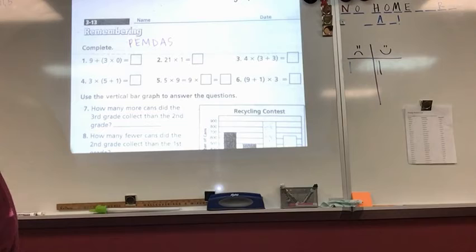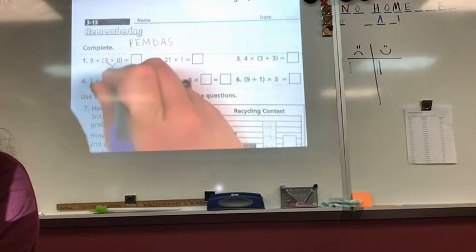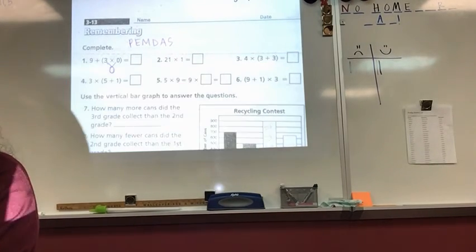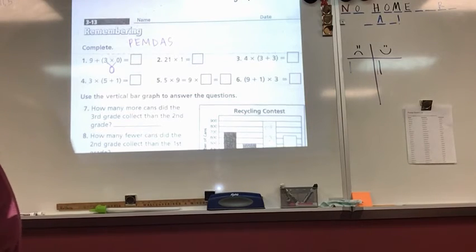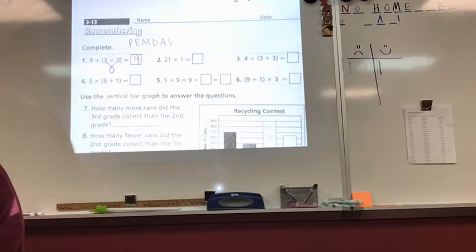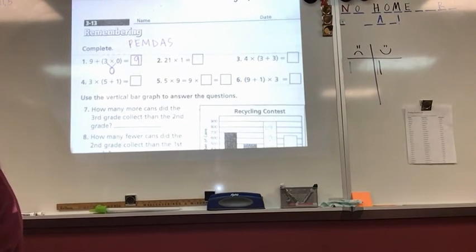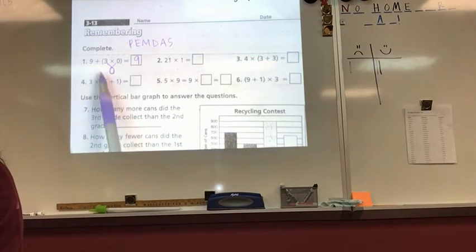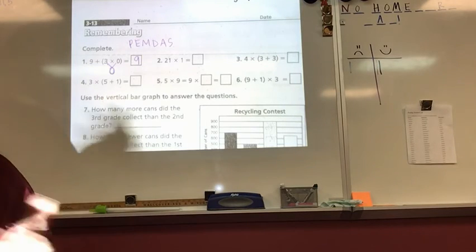Parentheses would always happen first. That means that for problems like number 1, first I would say 3 times 0 is 0, because everything times 0 is 0. And then I would think that plus 9 equals 9. So if I have 0 and I get 9 more, I would end up with 9.